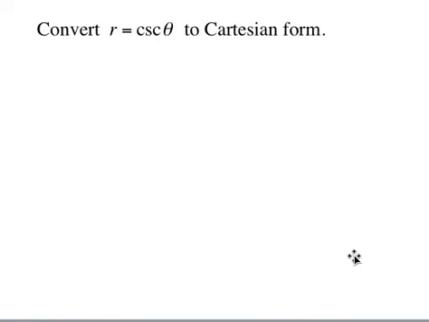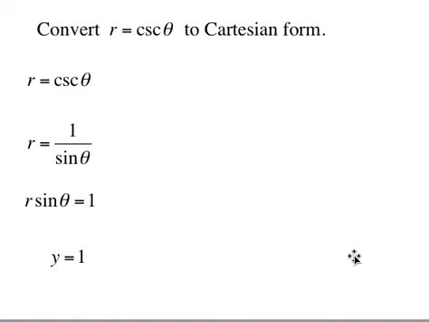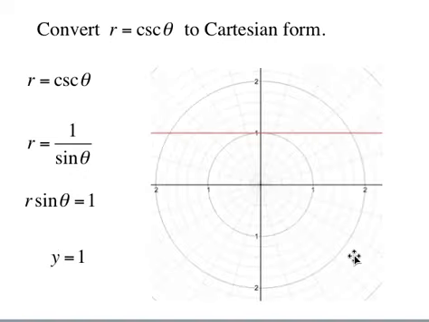Our next question is to convert r equals cosecant theta to Cartesian form. Cosecant theta is 1 over sine theta. Multiplying both sides by sine theta, we get r sine theta is 1. But what was r sine theta? R sine theta was y, so y equals 1. And that graph is just a line where y equals 1, a horizontal line.